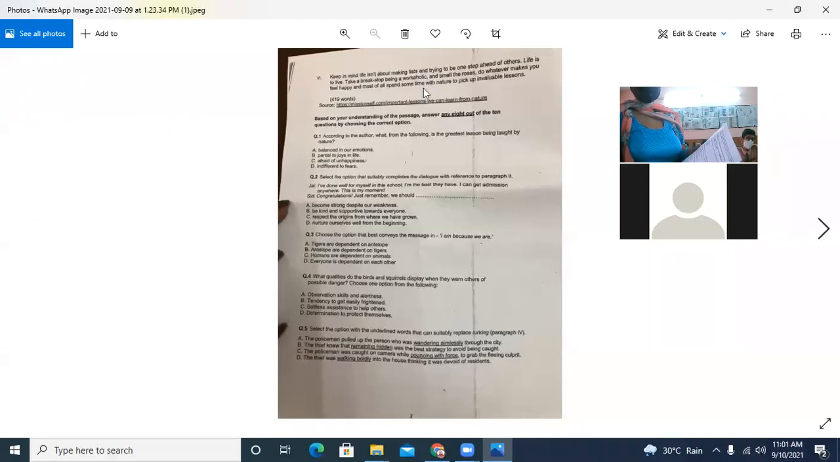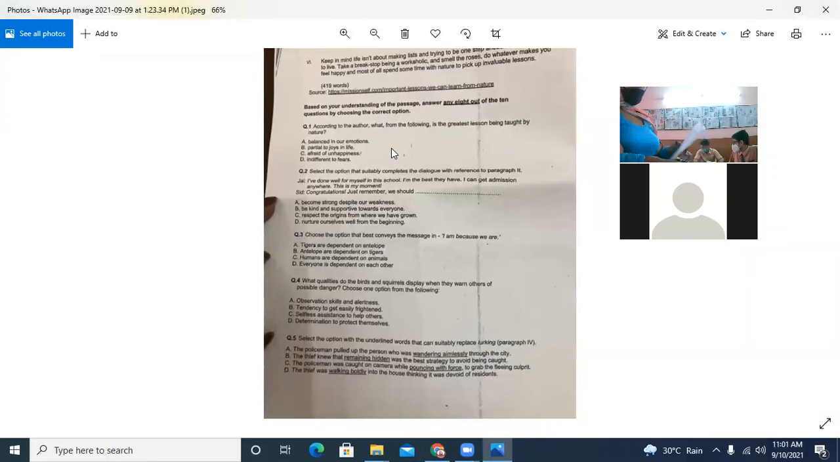So here it is, the last paragraph. Keep in mind that life isn't about making lists and trying to be one step ahead of others. This is not life. This is the ultimate lesson which is delivered here: that life doesn't mean to wait for others and to be ahead of others, and not to make lists.